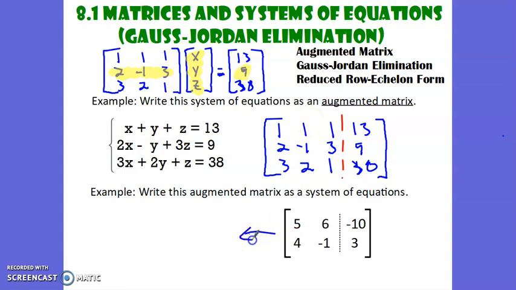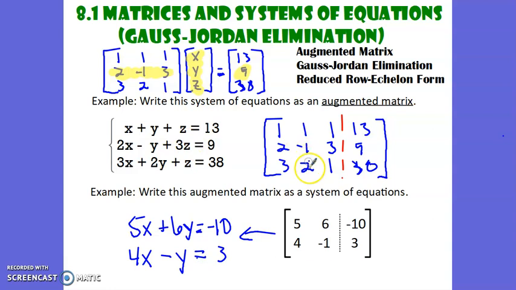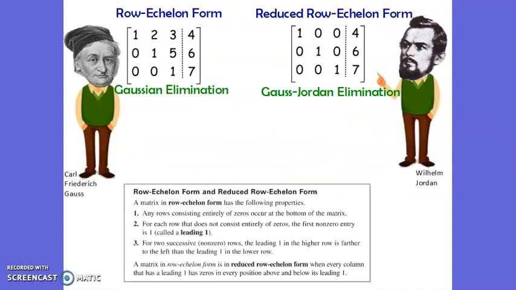Again, we can go backwards as well. You can interpret an augmented matrix. So you'll notice our dashed line here represents the equal signs. So this would have been a 5x plus 6y equals negative 10 equation. Same thing, 4x minus 1y equals 3 is our other equation. So again, you can make augmented matrices or change them back into equations. They work both directions. Now the advantage of that is that we can use row echelon form, or what we'll eventually call reduced row echelon form, to help us solve these systems.